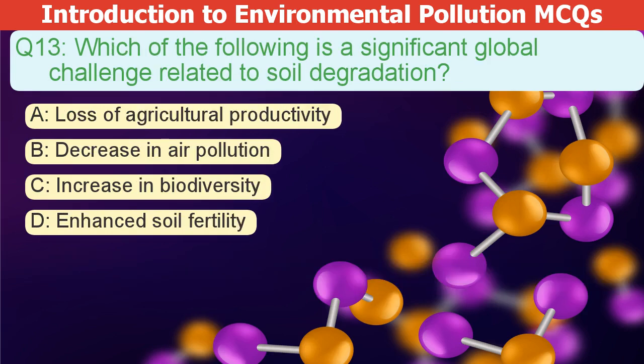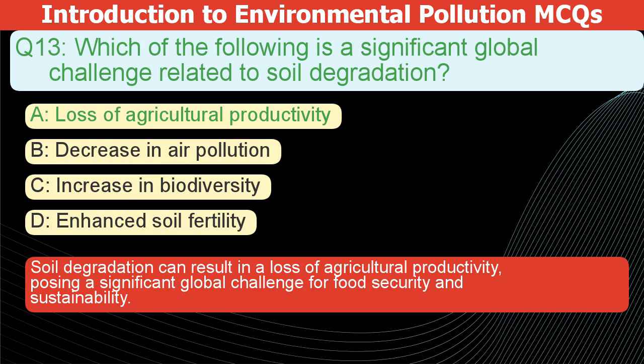Which of the following is a significant global challenge related to soil degradation? A. Loss of agricultural productivity. B. Decrease in air pollution. C. Increase in biodiversity. D. Enhanced soil fertility. The correct answer is A. Soil degradation can result in a loss of agricultural productivity, posing a significant global challenge for food security and sustainability.